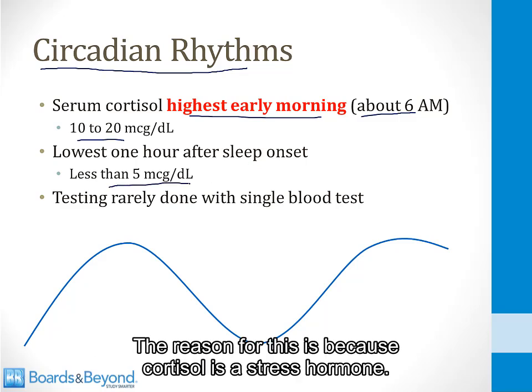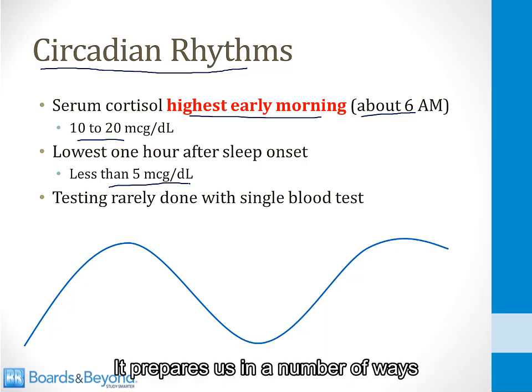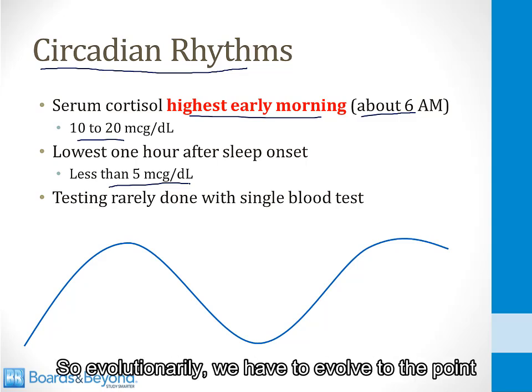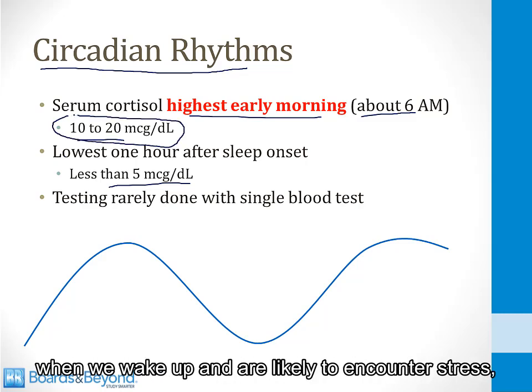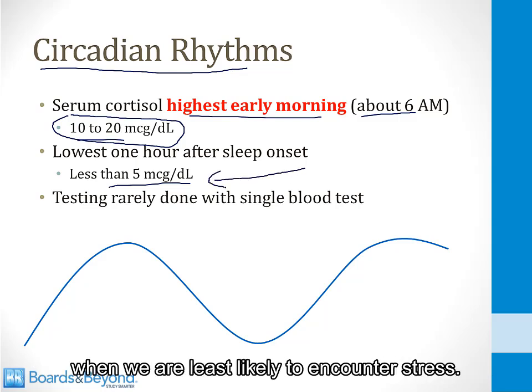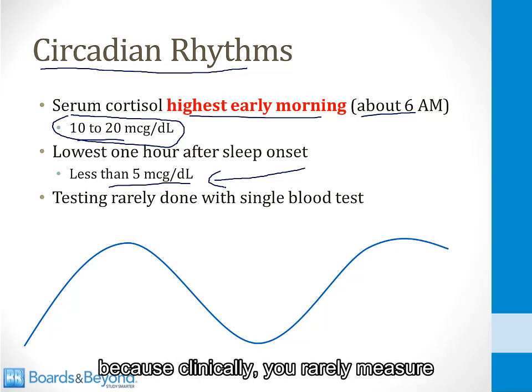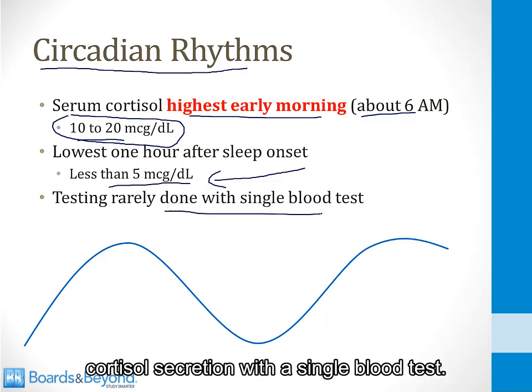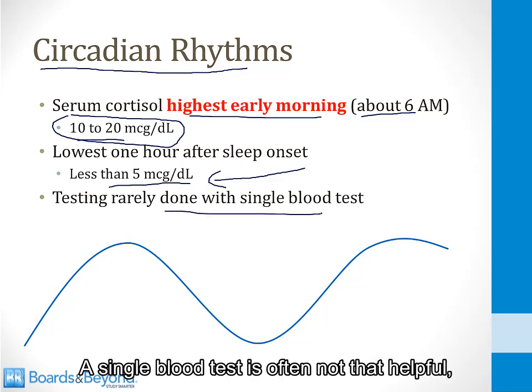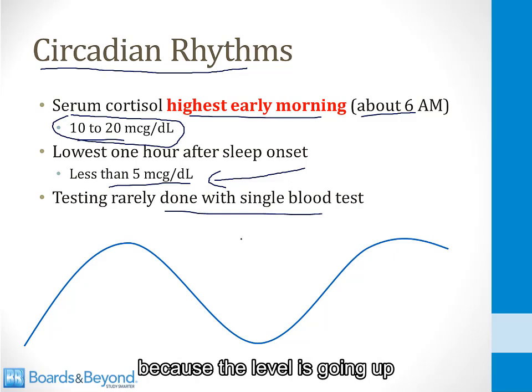The reason for this is because cortisol is a stress hormone. It prepares us in a number of ways to encounter stresses in the environment, as we'll see in the next few slides. So evolutionarily, we have evolved to the point where we have our highest levels in the morning when we wake up and are likely to encounter stress, and our levels are lowest at night when we are least likely to encounter stress. And this has clinical relevance because clinically you rarely measure cortisol secretion with a single blood test. A single blood test is often not that helpful because the level is going up and down throughout the day.